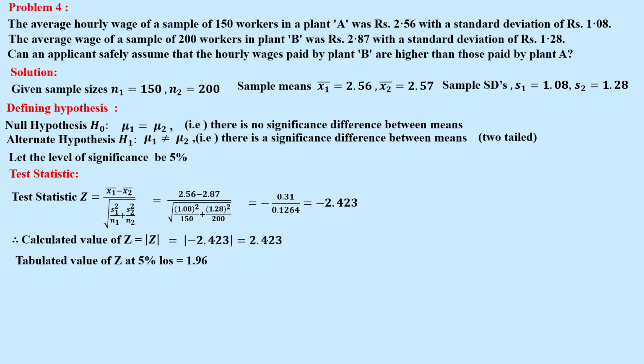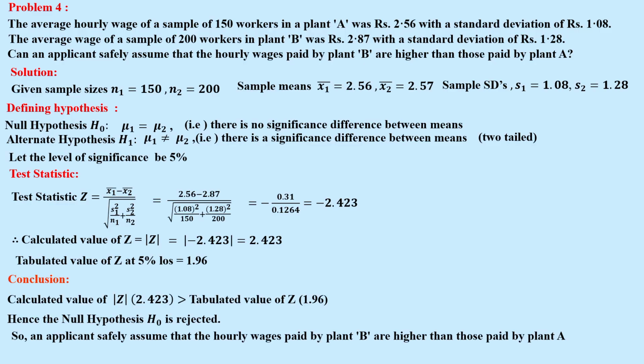So there is a significant difference. That means the hourly wages paid by plant B are higher than those paid by plant A, right? You can take left tail test and calculate, as it is the same, but you have to take the table value for left tail, not two tail. That is the thing, right?